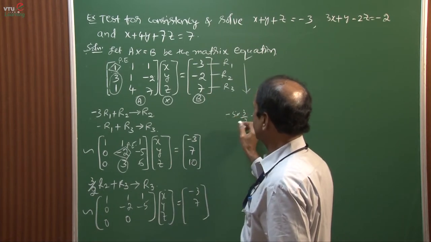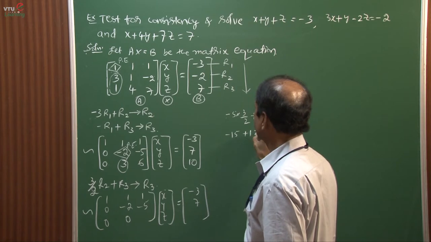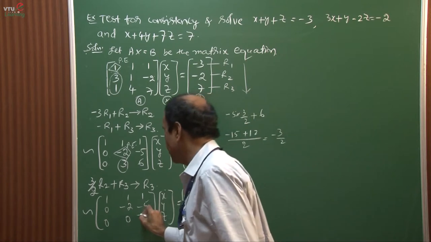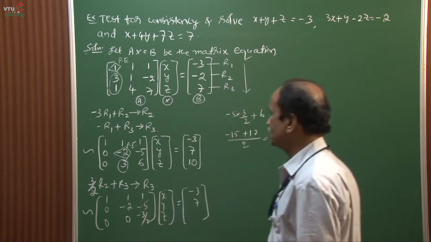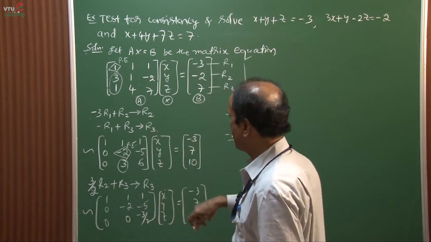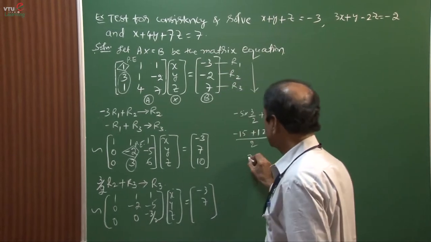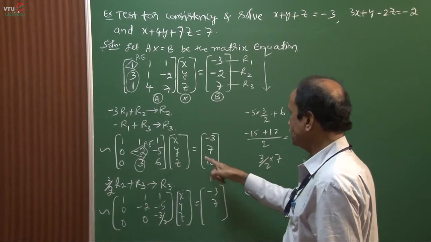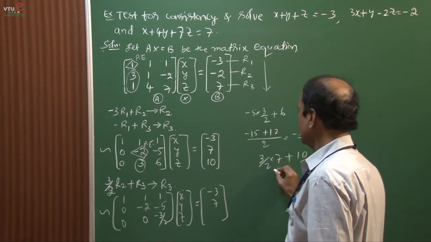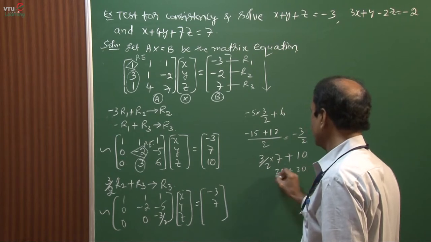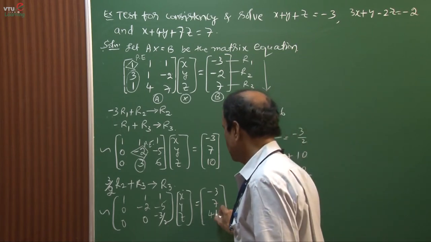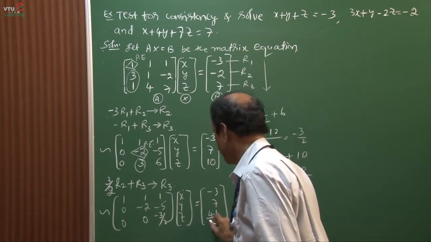That should be minus 3 into 5 minus 15 plus 12, divided by 2. It is minus 3 by 2, should be minus 3 by 2. This is the calculation which happens to R2 and R3. And here 3 by 2 into 7, that is R2 plus R3 plus 10, that is 21 plus 20, 2 is the LCM, and that is 41. So 41 divided by 2.